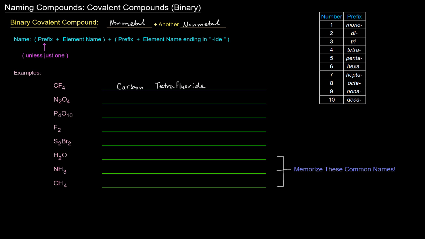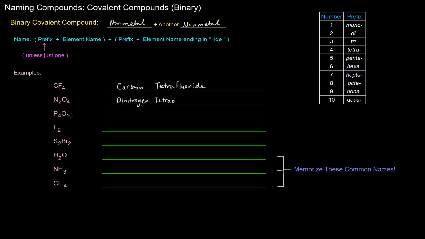Okay. Next up, I've got nitrogen and oxygen. Now, do I need a prefix here? Well, I've got 2 nitrogens, 2 of that first element, so I do need a prefix there. So I'm going to put the prefix for 2 in front of nitrogen. The prefix for 2 is di. So dinitrogen. And I have 4 oxygens. So the prefix for 4 is tetra. So tetra, and then oxygen would become oxide.